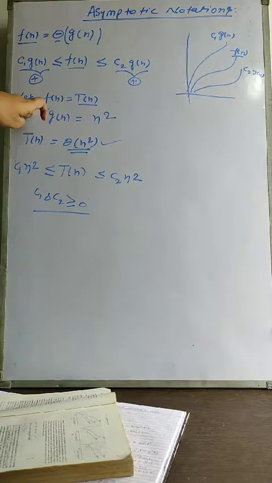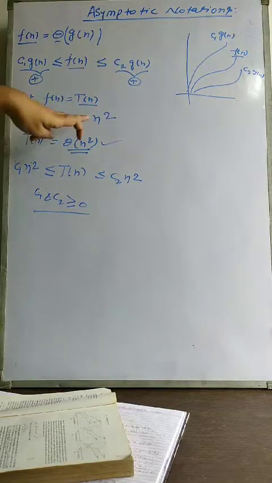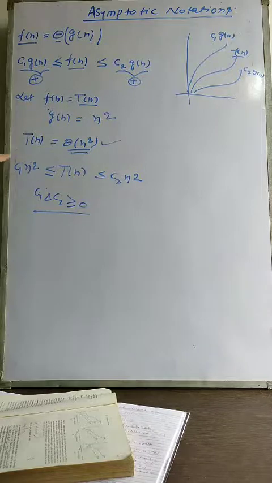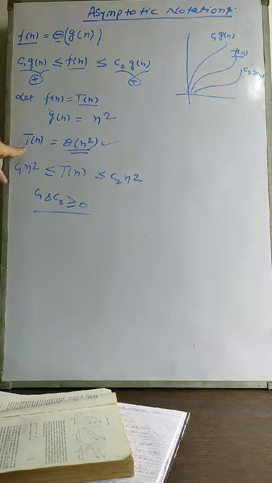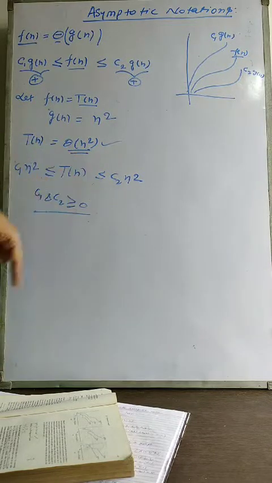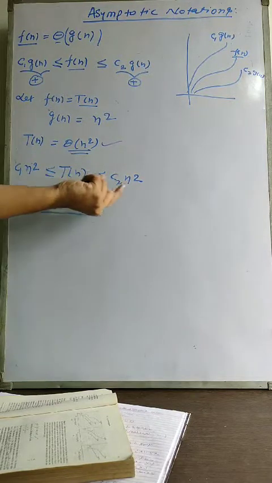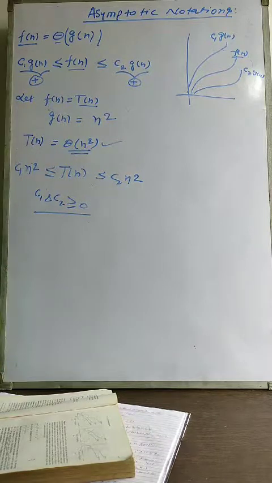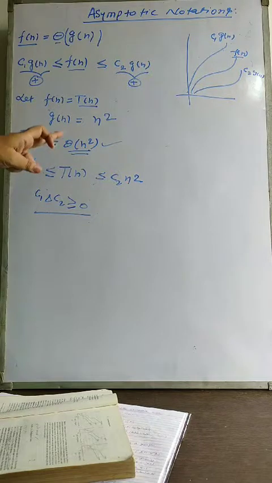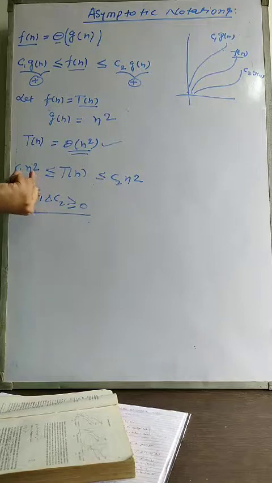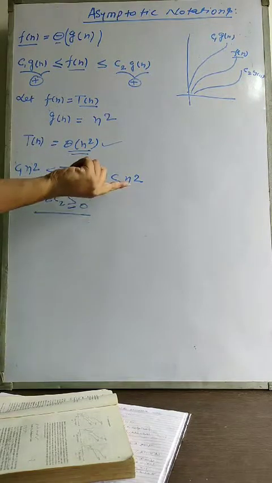So let's replace Fn by Tn and Gn by n square. Now if I place these two values into this equation, this will look like Tn is equal to theta of n square. So what does it mean? It means Tn will lie between C1n square and C2n square. It means that if the complexity of the algorithm is theta of n square, it can never be below C1n square or above C2n square.